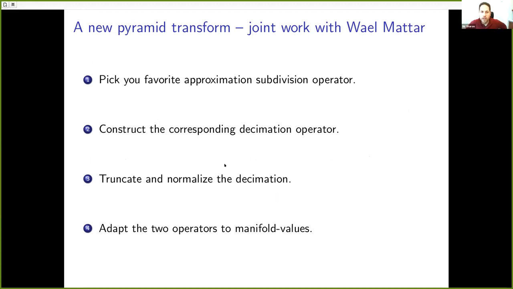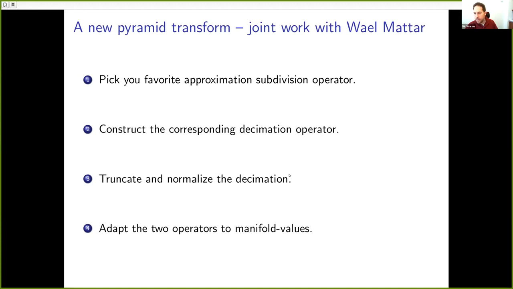Now what we're doing, we are picking the favorite approximation operator, such as B-spline or maybe something else. The B-spline can be posed as a subdivision operator, and then we construct the corresponding decimation operator. At this point, there are some adjustments and adaptations that need to take place. Basically, we need to fit the decimation to actually compute it, because at the moment, the decimation is more of a theoretical object. So this is the one contribution that we made.